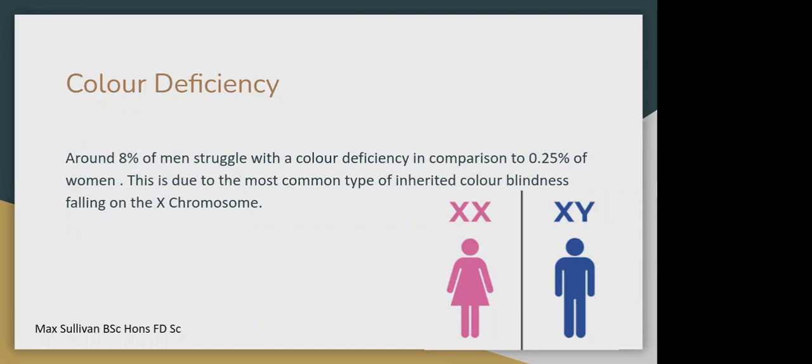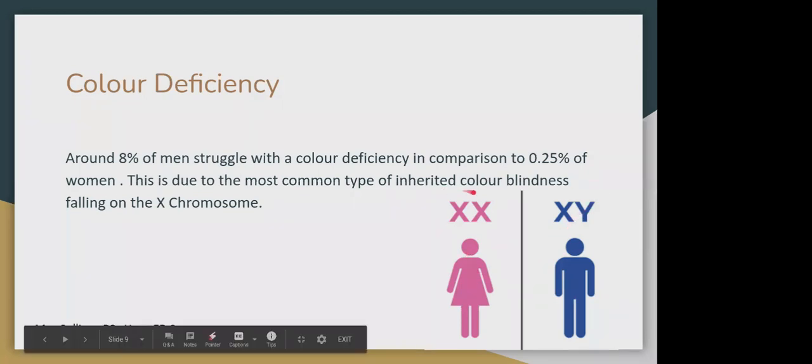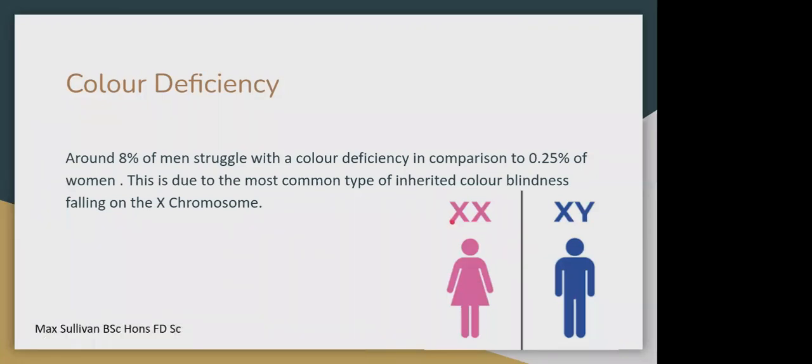The main reason for this is that the most common type of inherited color blindness falls on the X chromosome. As you can see, women have 2 X chromosomes. So if you've got the gene for color blindness on this first X, most of the time it will be cancelled out by the fact that you've got a second X here. Whereas with men, if there's the gene for color blindness on this first X, we haven't got an X here that can cancel that out. So we're far more likely to see men with color blindness than women.